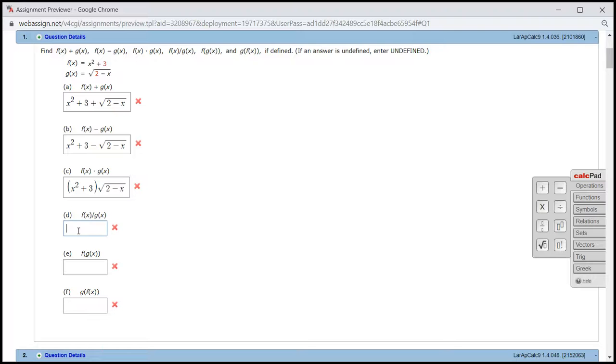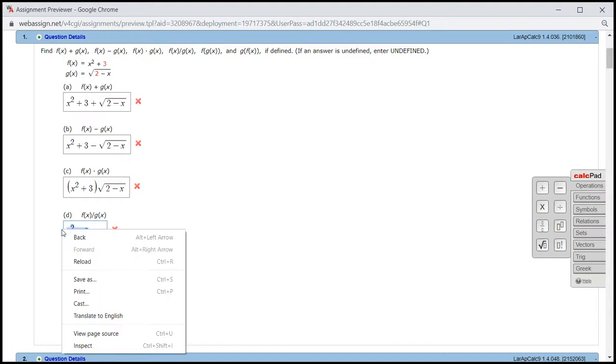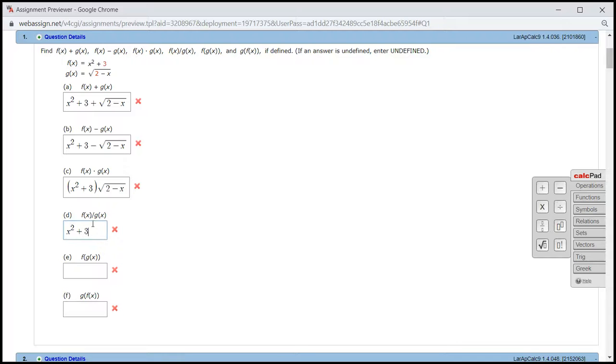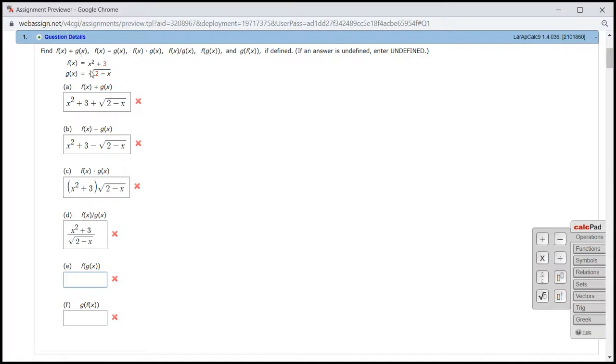So here's the division. You have x squared plus 3, and we're going to divide this through by the square root of 2 minus x. Here we take g of x and plug it in, so we have 2 minus x, and the square cancels out the square root. So you have simply 2 minus x, so that would be x squared plus 3, and I'm going to add 3 to it, so this is going to be 5.